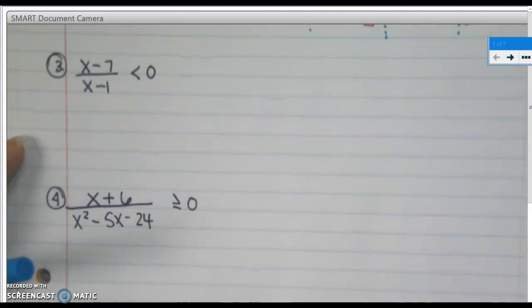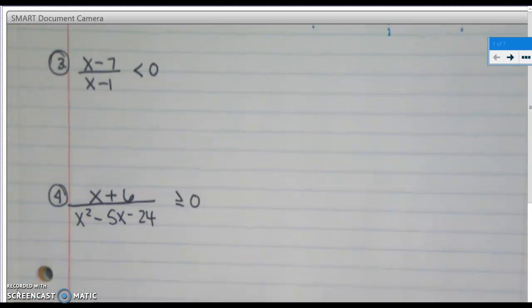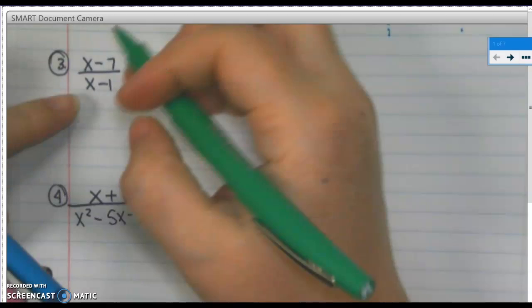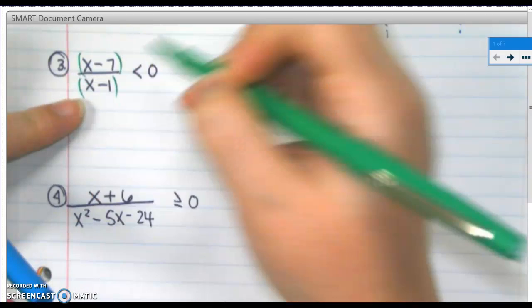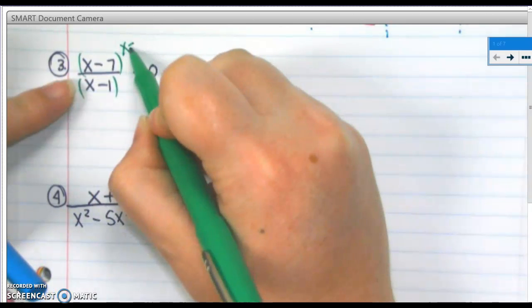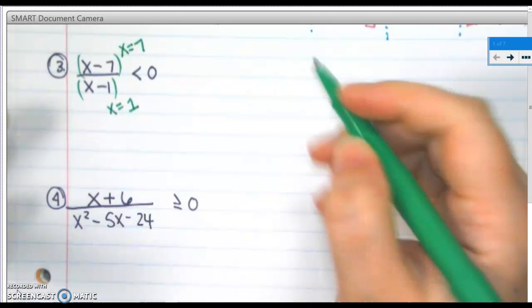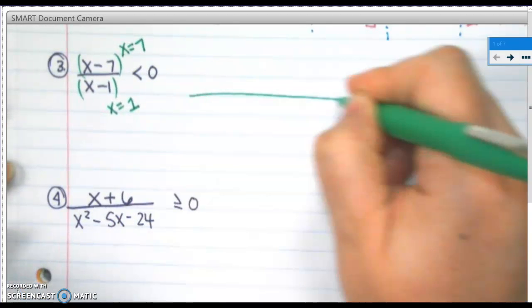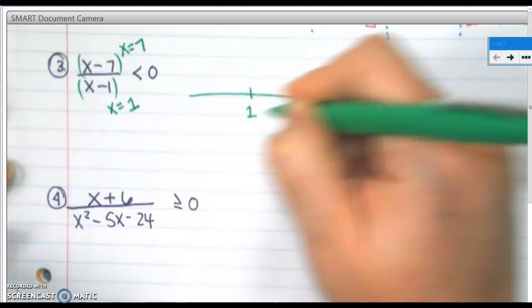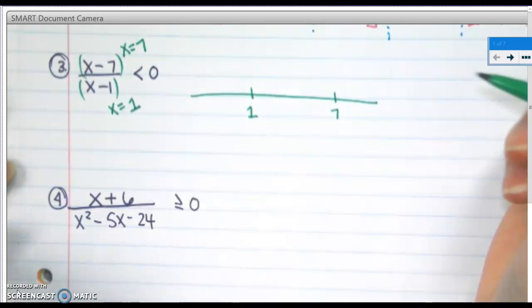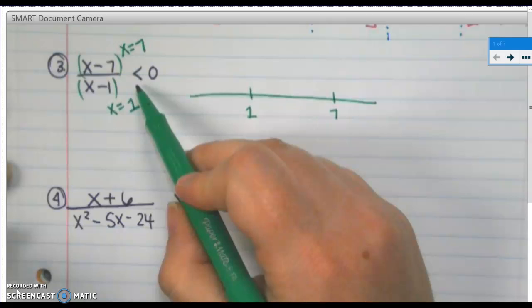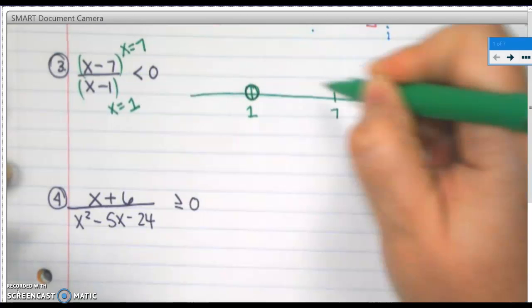All right, for rational, your critical numbers are factors that are in the numerator and denominator. So this is linear, so those are the factors. So I have a critical value at 7 and at 1. Now this is just less than 0, so those would be open.